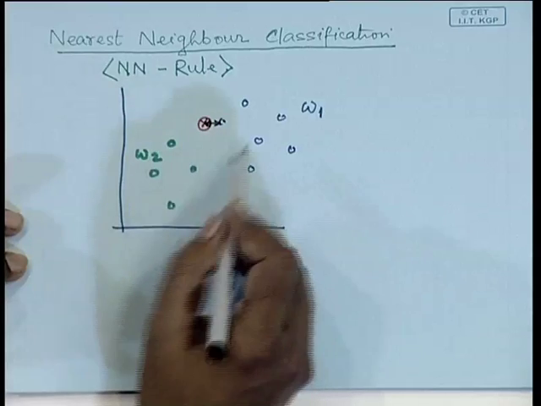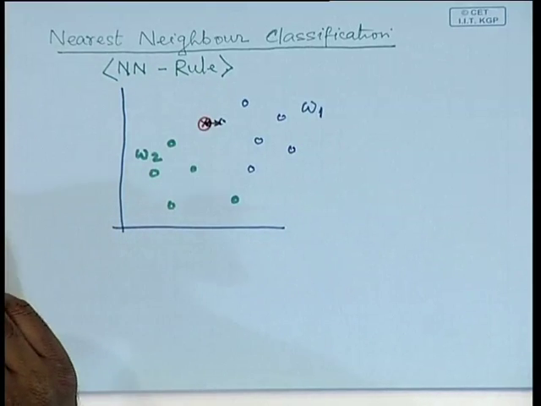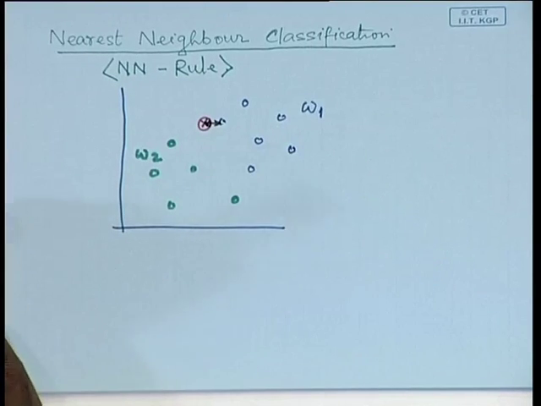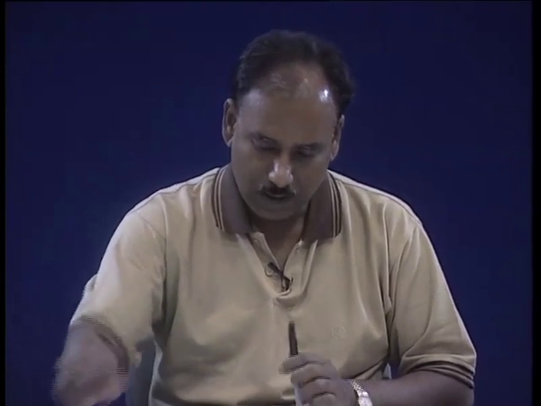Okay. But this particular approach has a problem. The problem is that a sample being nearest does not mean that it is the most probable class. So, I can have a situation something like this.